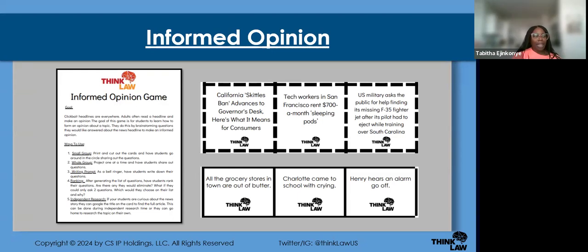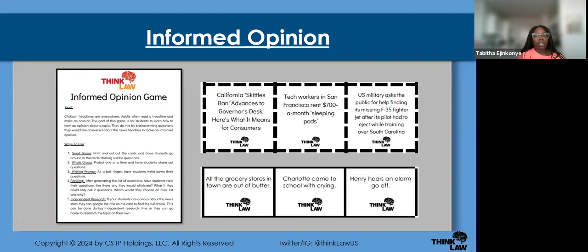So I really, really want to highlight it. With your informed opinion game, it's basically clickbait headlines that you can search yourself and you can continue to research afterwards. And so your students get in the habit of asking questions, right? Going back to probing questions. What questions do I need to ask myself in order to make an informed opinion about what I'm reading?